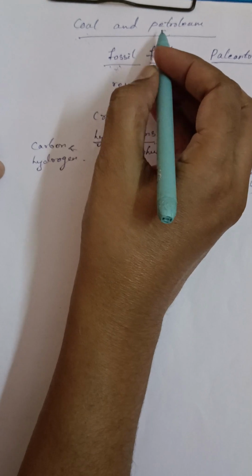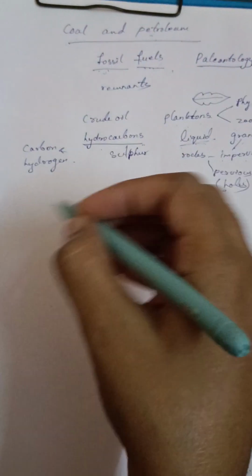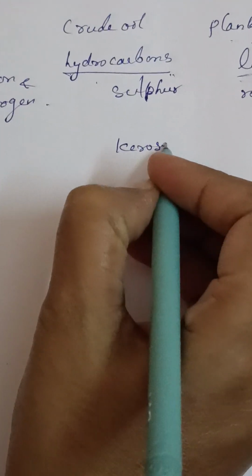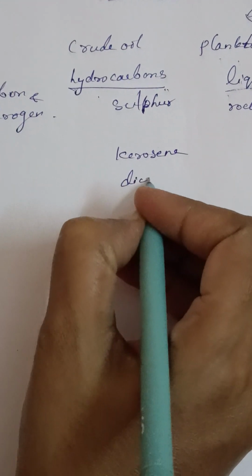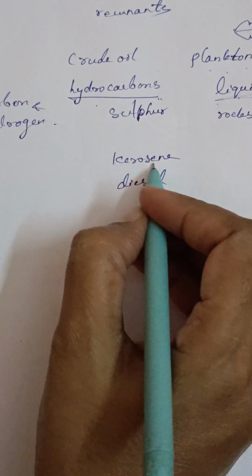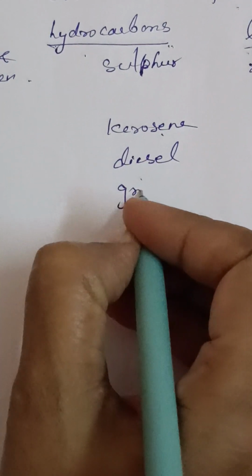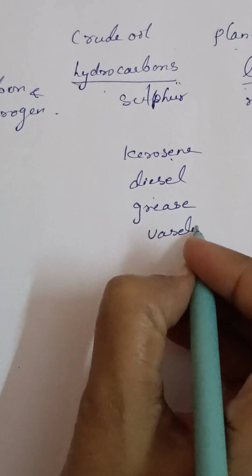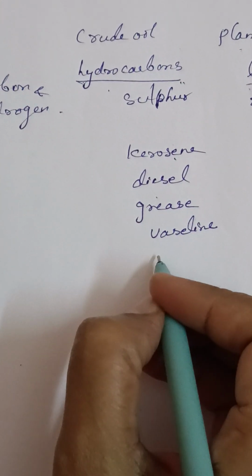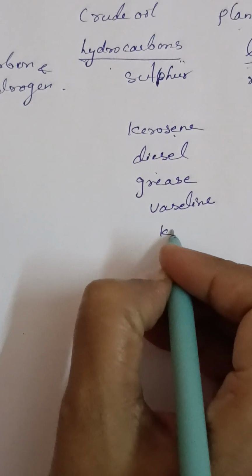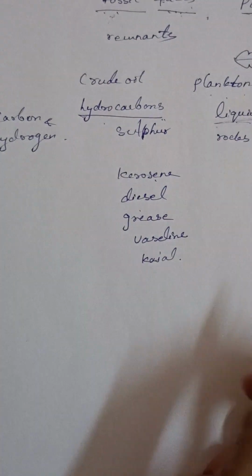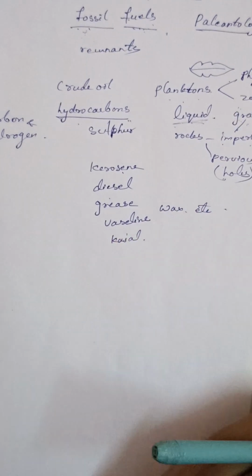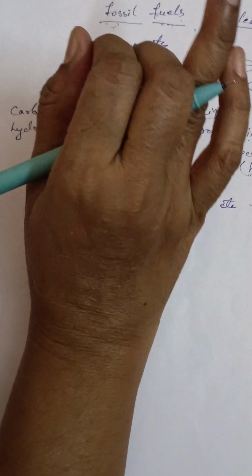While obtaining petroleum, we get different products. Along with petrol we get kerosene and diesel. Grease is also obtained from petroleum. Even Vaseline is obtained from petroleum, as a byproduct. Even the kajal we apply in our eyes is made from a petroleum product. Wax is also obtained from petroleum. Many products are obtained from petroleum.